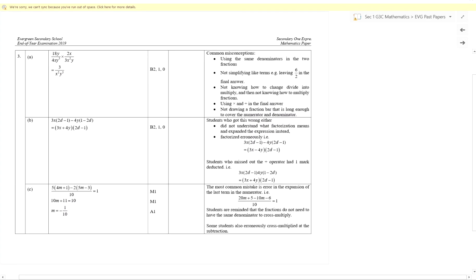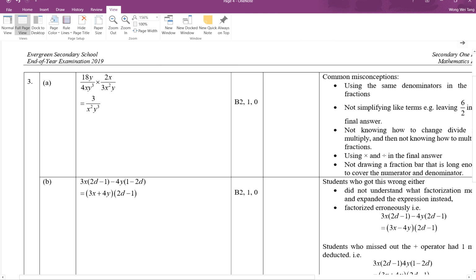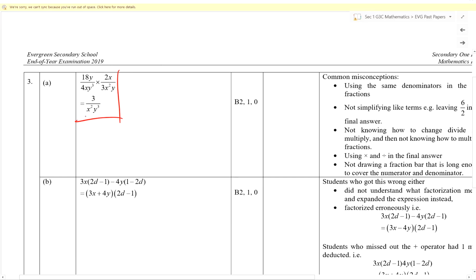Now 3A. For question 3A, we are supposed to simplify. So this is the final working, this is the final answer. For every mistake we will deduct 1 mark. So if you are not confident about this, let's go back to the original question. 18y over 4xy cubed divided by 3x squared y over 2x.